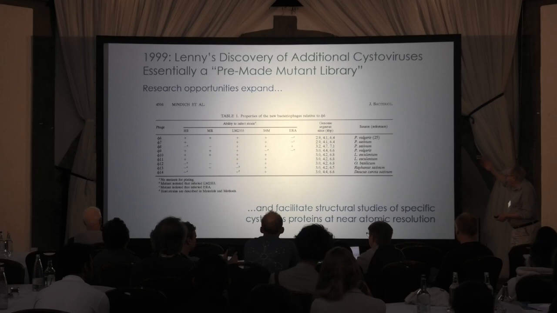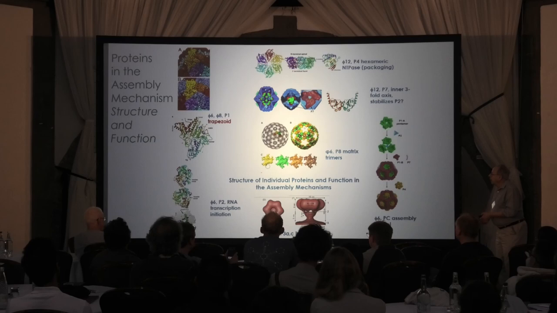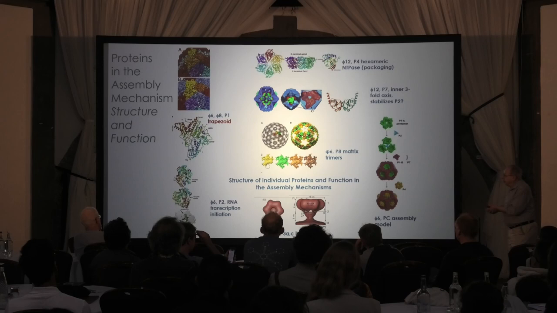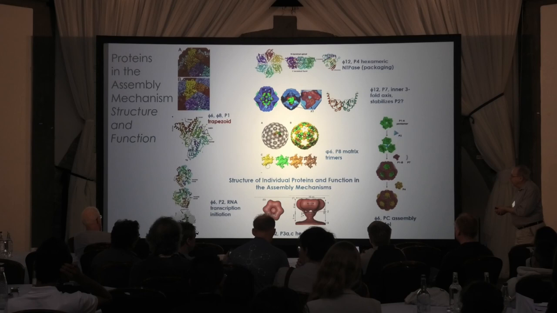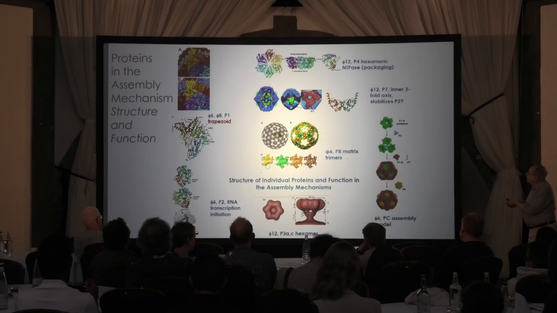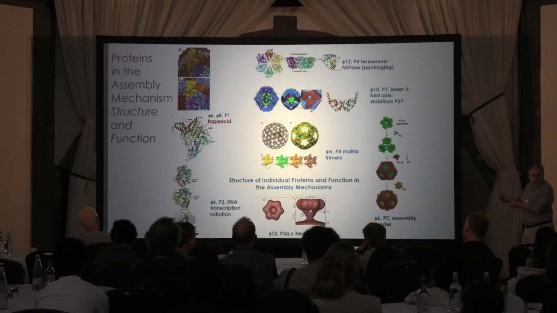And this is my last slide. And I just want to point out that a lot of different things. Here's protein P1 was crystallized from Phi 8 and Phi 6, and it's a trapezoidal type structure. We looked at the portal, the hexameric NTPase, work with Roma, where we looked at deuterium exchange to see where it was binding to the procapsid.